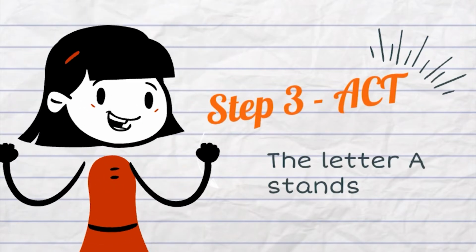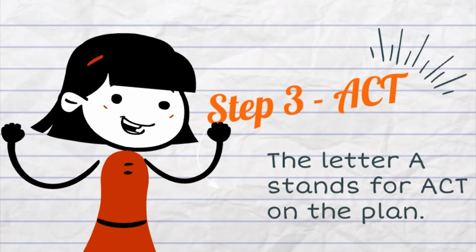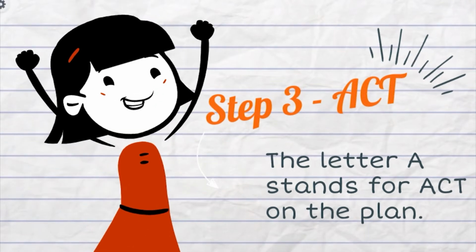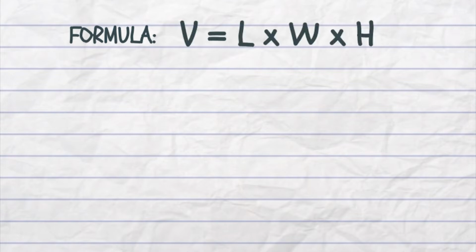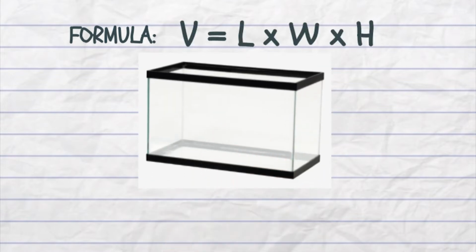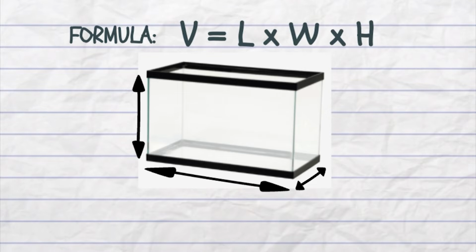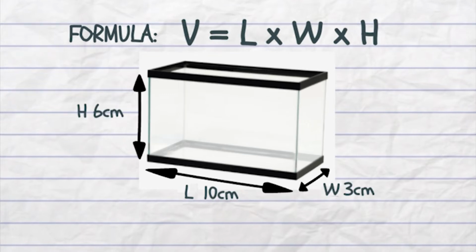The letter A stands for act on the plan. It means we can now solve the problem by showing the solution. Using the formula length times width times height, let's put the length of the aquarium, the width of the aquarium, and the height of the aquarium. Length is 10, width is 3, height is 6. We can therefore write it as 10 times 3 times 6.